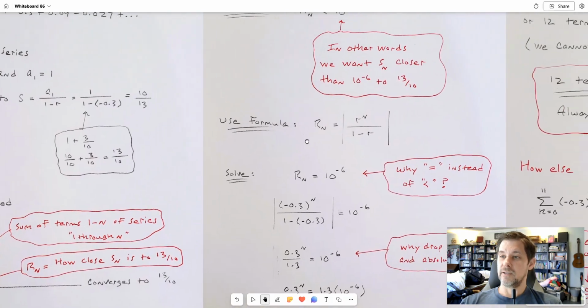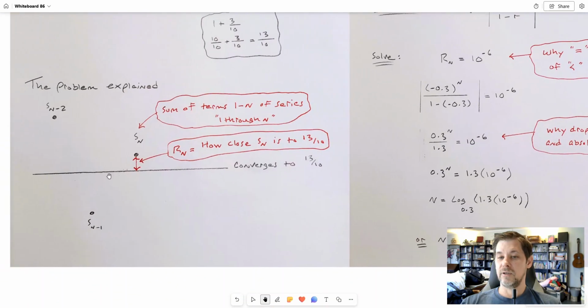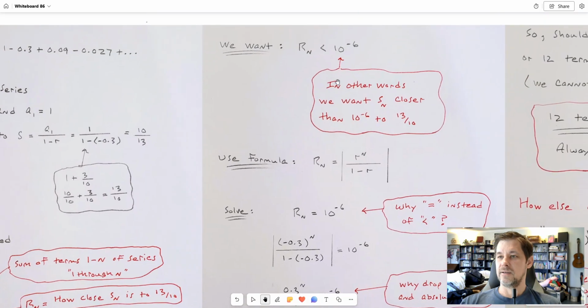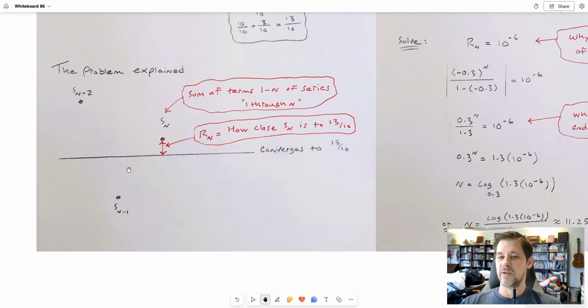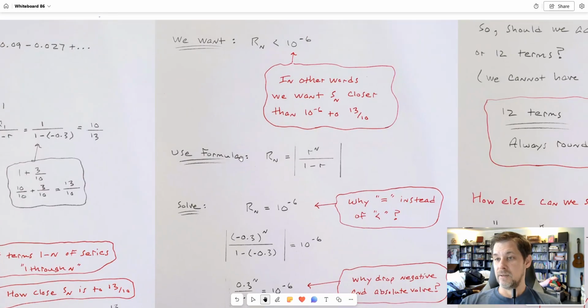Here's what this question is asking. It says, how many terms do you have to add of that series so that the remainder, which is how close that sum is to what the series converges to, is less than this? In other words, how many terms of the series do we have to add to get 10 to the minus 6 power close to this line? That's all it's asking. So that gives you another way to think about that question.